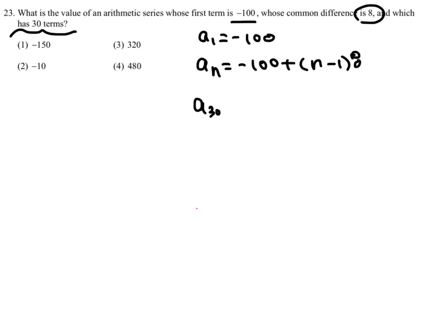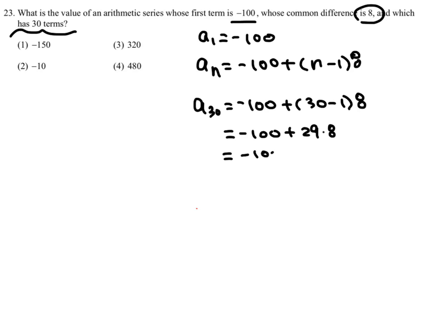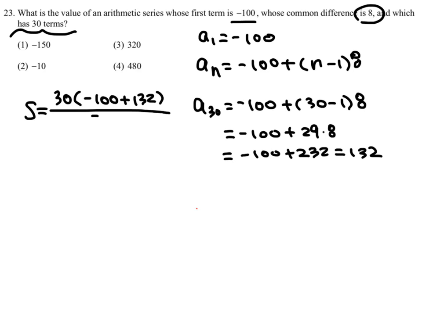Now what we're looking for is a sub 30. So when we plug in 30 in place of n, we'll get this expression. And then what we end up getting is 132 is the last term value. Then how do you find the sum? Sum is once again the number of terms times the first plus the last, divided by 2.